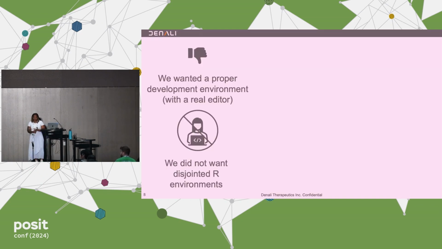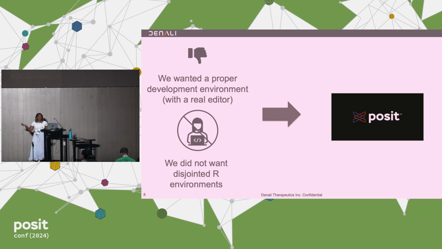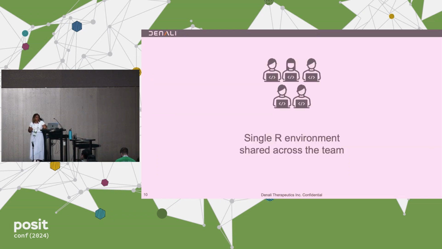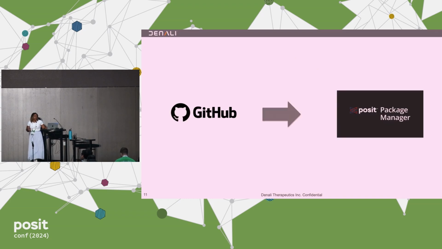So we knew we wanted a proper editor, right, a proper development environment, and we did not want these disjointed R environments. And so that led us to Posit, the one thing that could allow us to implement these things. We saw we'd get our familiar RStudio IDE that we know and love, with all the interactivity and everything we've come to know. We would have a single R environment across our entire team. We could enable that now. And then there were a couple other added features where we could host internally developed packages straight from GitHub to Posit Package Manager. And we could host our interactive reports and Shiny apps directly to Posit Connect.